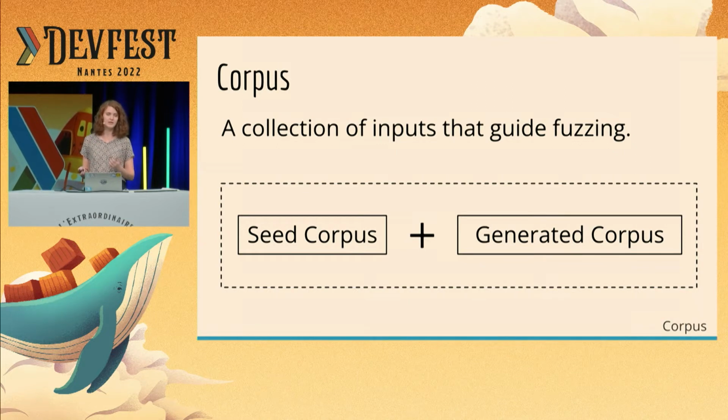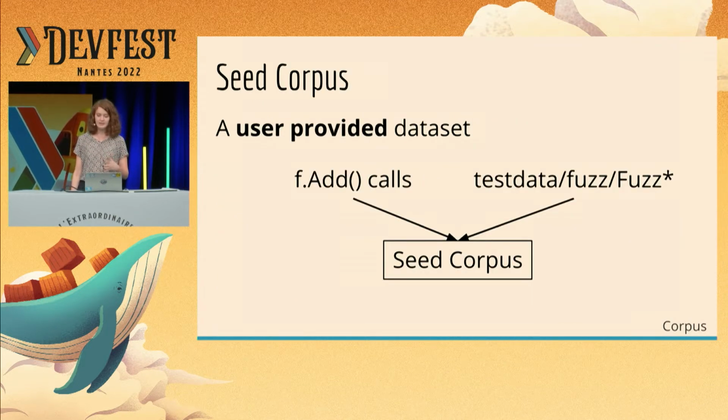For the Go fuzzer, a corpus is made up of 2 pieces, the seed corpus and the generated corpus. The seed corpus is a user-provided data set which can be used to guide the fuzzing engine. It's sourced from 2 places, f.add calls, and the files in the testdata/fuzz directory within the package that's named after the fuzz test. It's a bit of a mouthful. I'm going to show you that during the demo, too, so you can understand it a little bit better.